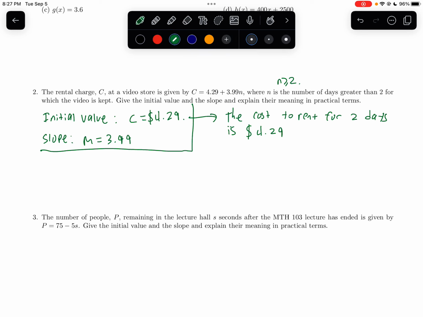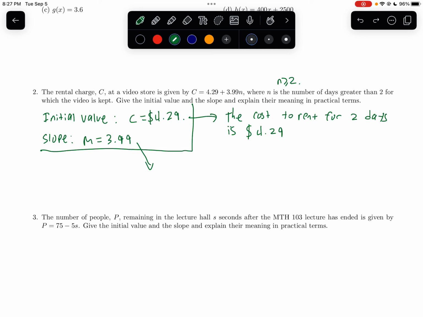Okay, so what does the slope mean? Well, the slope means that your cost is going up by that amount. So after 1 day, after 2, after 3, your initial value doesn't change, right? It's a constant number. What's increasing is the amount that you pay per day.